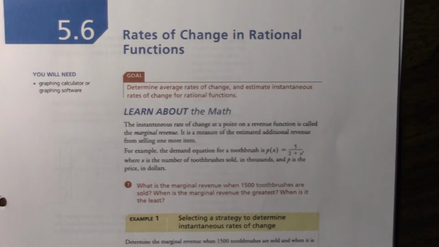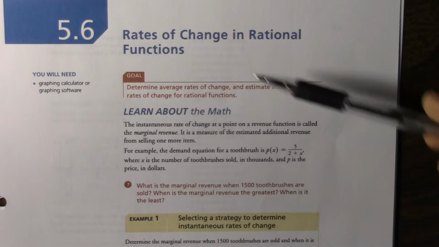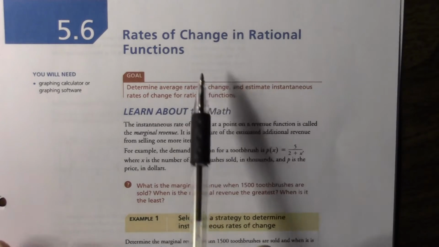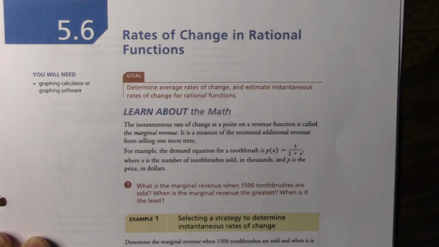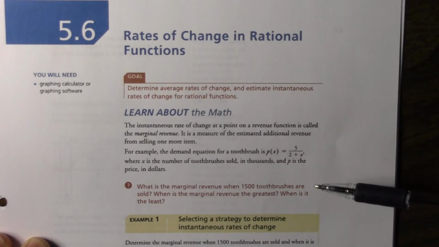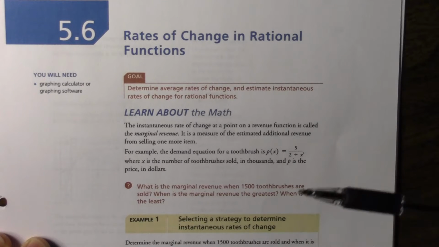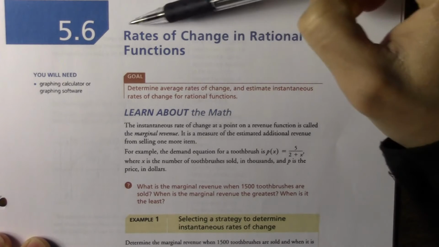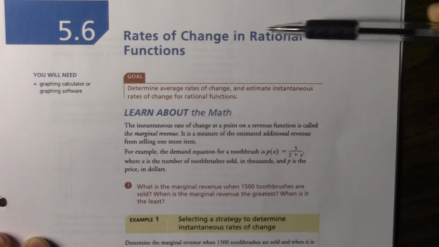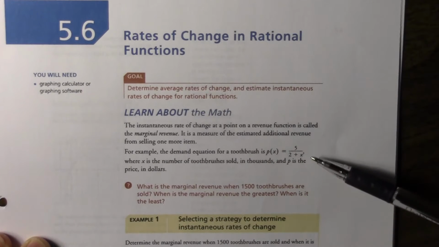This is 5.6. We're in the last section of chapter 5. We're talking about rates of change in rational functions. Rates of change are something we've looked at numerous times. We've looked at average rates of change and instantaneous rates of change. Those two terms should be very familiar to you. And now we're looking at those two terms in the context of rational functions, in functions that look like this.